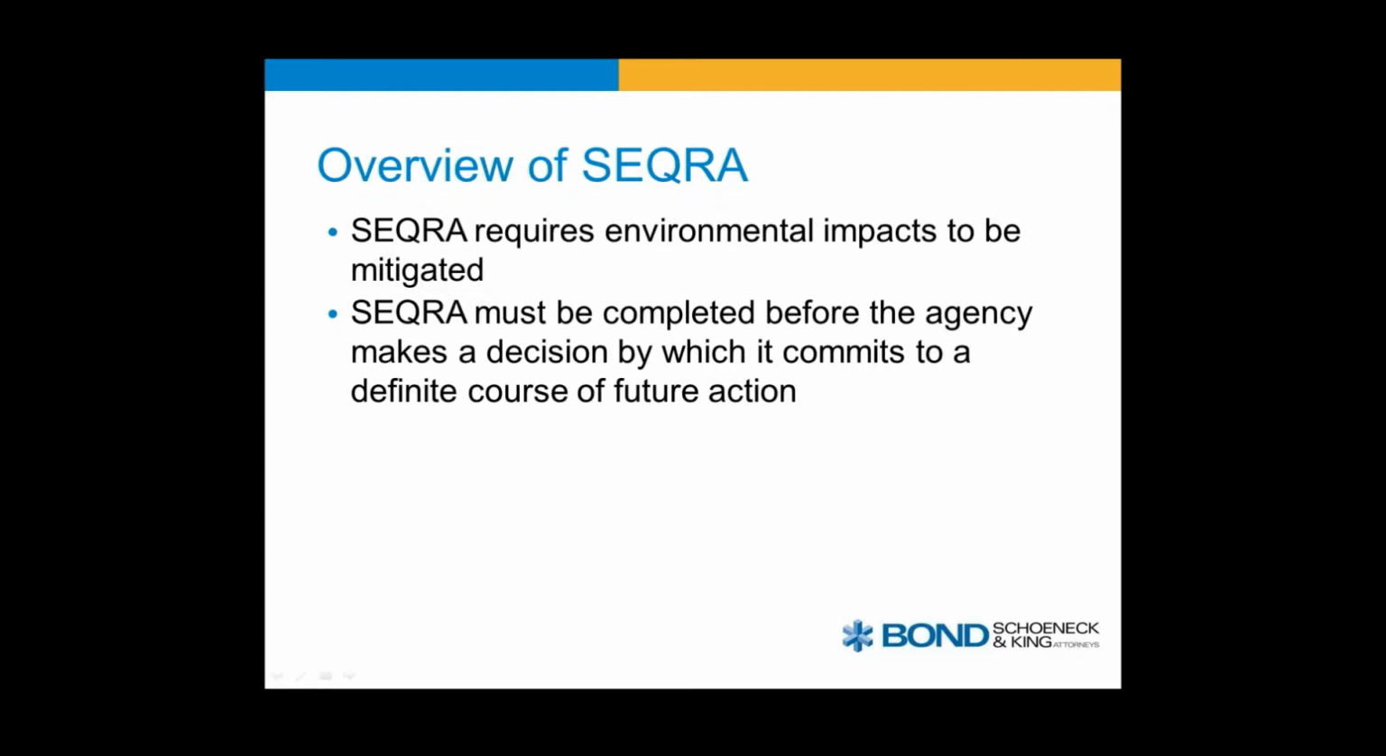So for example, entering into contracts to acquire land or to perform certain work may commit the agency to a definite course of future action that would require SEQRA to be completed before those agreements were entered into. And then scheduling a referendum or a budget vote would also be a decision that commits an agency to a definite course of future action. So if you're a school district, you have to complete your SEQRA process before you schedule your referendum.